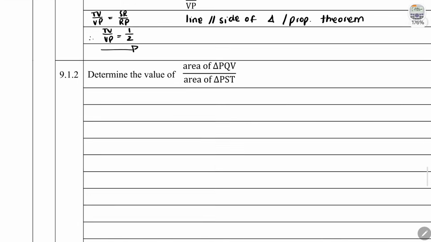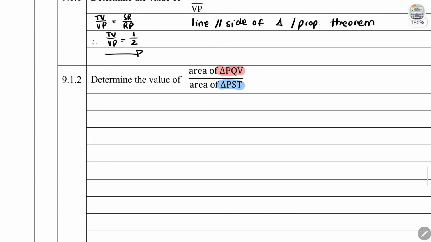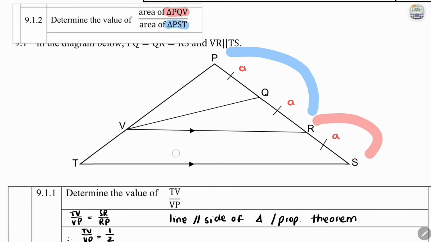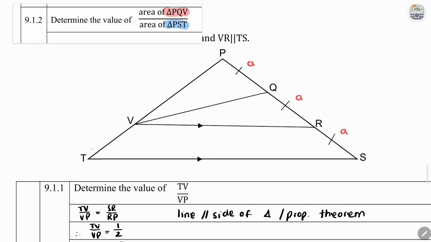9.1.2. So question 9.1.2 says, determine the value of the area of triangle PQV over triangle PST. Okay, so let's go ahead and highlight those triangles. Okay, so looking at the triangles that they asked for, also just remember that we were able to show them that TV over VP was equal to 1 over 2. So looking at those ratios, TV takes the 1 part. You can call that another letter. You can call it B. And then VP takes 2 parts. So we can call that 2B.